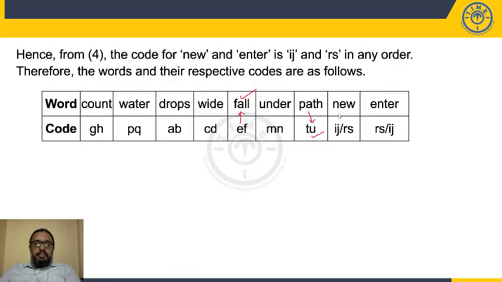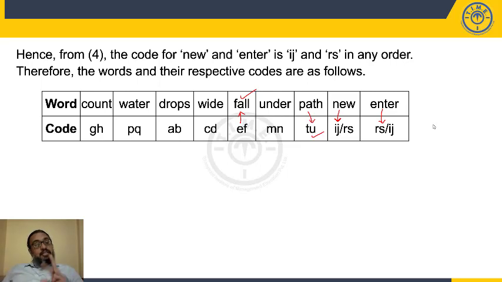So for new, see, can I say IG is never a code for new? No, it can be a code for new, correct? So when he says definitely false, what is the meaning? The meaning is it is 100% false. So can I say IG is 100% false for new? No, you cannot say it, correct? So just like you cannot say RS is the code for enter. It could be the code for enter. You cannot say 100% false.